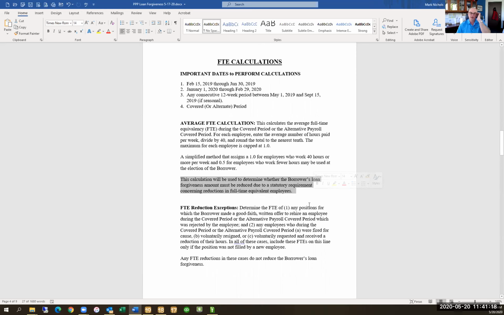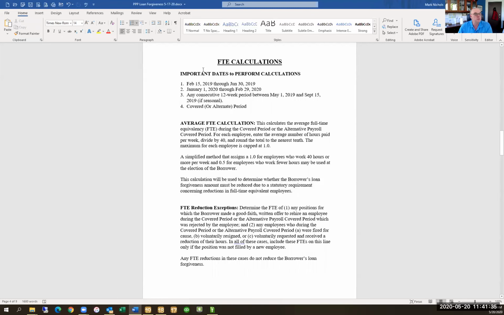And basically what the law is saying is, if you have reduced your workforce, okay, the PPP loan was designed to keep your workforce in place. And if you've gone and reduced your workforce, well, then maybe a portion of your loan is not forgivable. Okay, so let's walk through a couple of things.